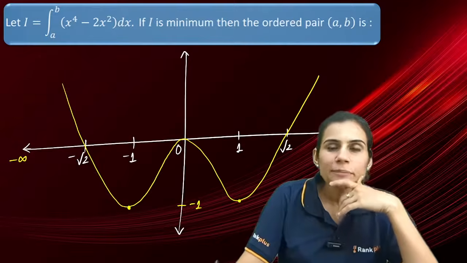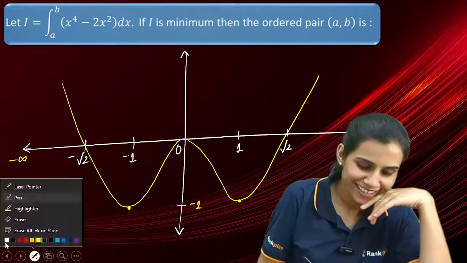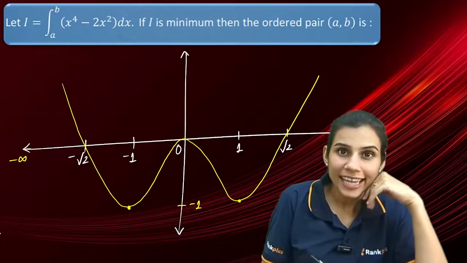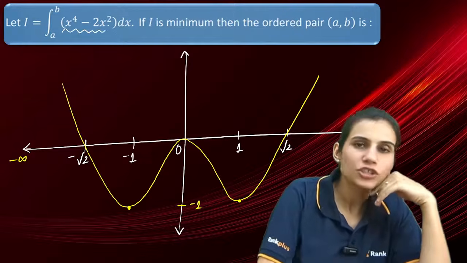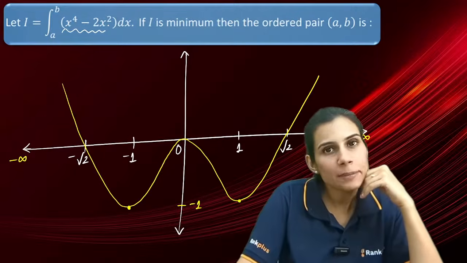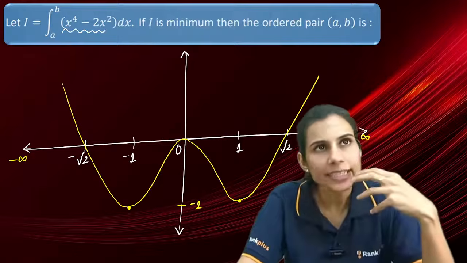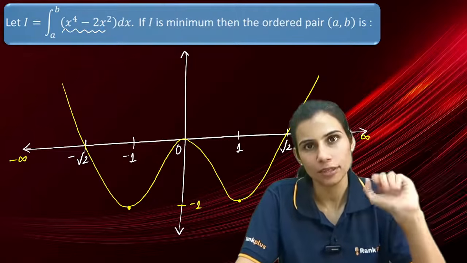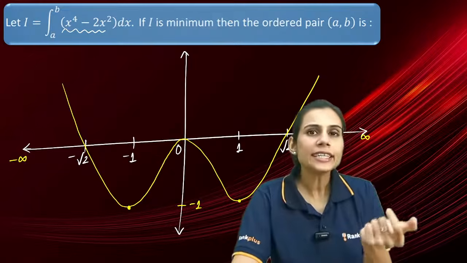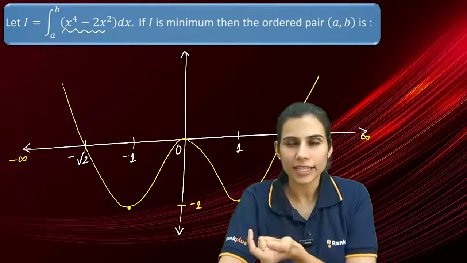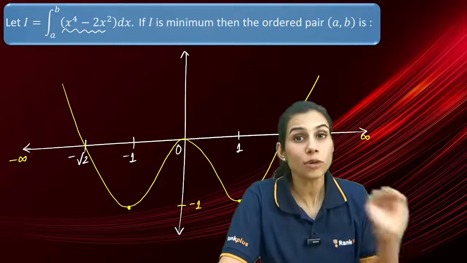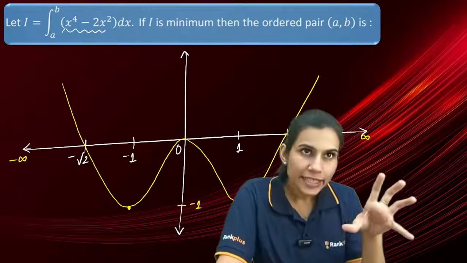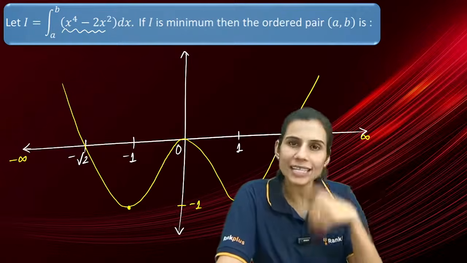Now, if I want the minimum value of the integral a to b of this function, when will you get the minimum value? Minimum value for a definite integral means as negative as possible, right? Because a definite integral's answer can come out to be positive or negative. It's not talking about area, it's talking about definite integral. So for the definite integral to be at its minimum, I want it to be as negative as possible.